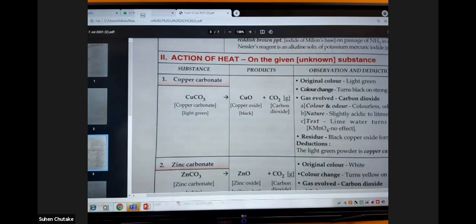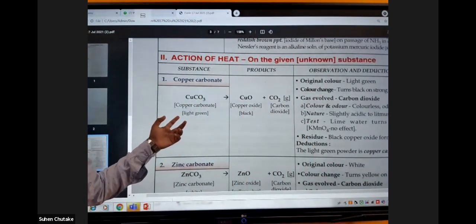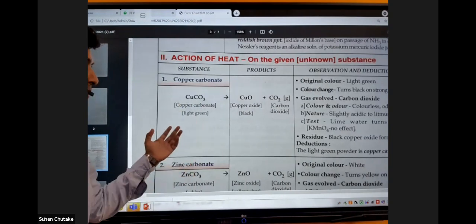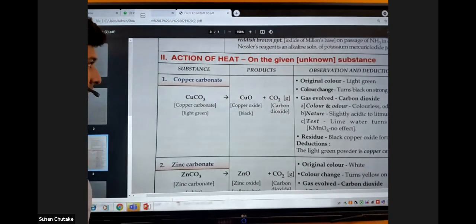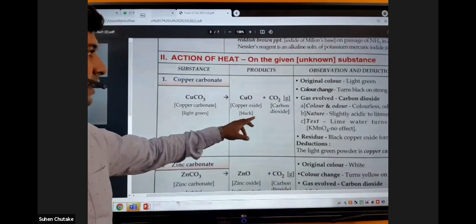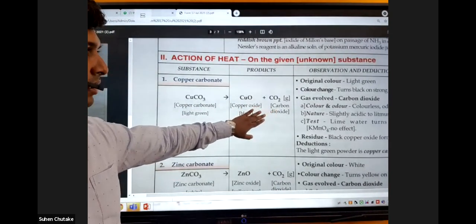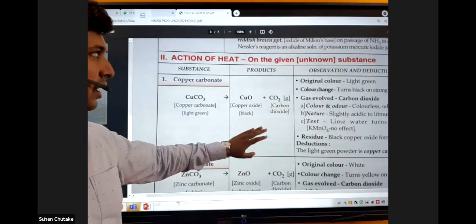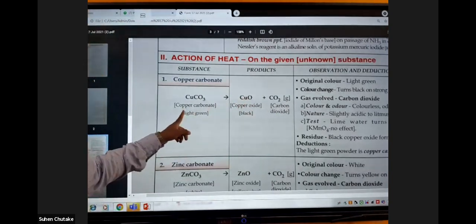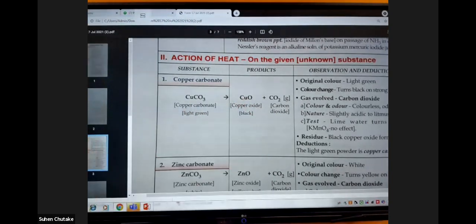Then we are having copper carbonate. Copper carbonate will decompose. Action of heat we are seeing. Copper carbonate decomposes to form copper oxide and carbon dioxide. And what is the observation? Observation is obviously gas evolved as carbon dioxide, and this will turn lime water milky. So that can be an observation. And original color of this copper carbonate is light green to black. That is the main thing.